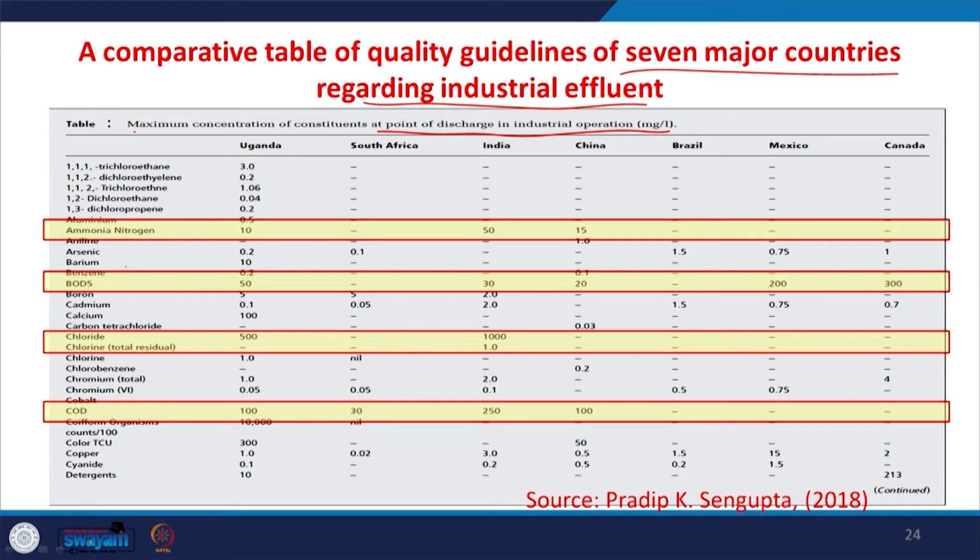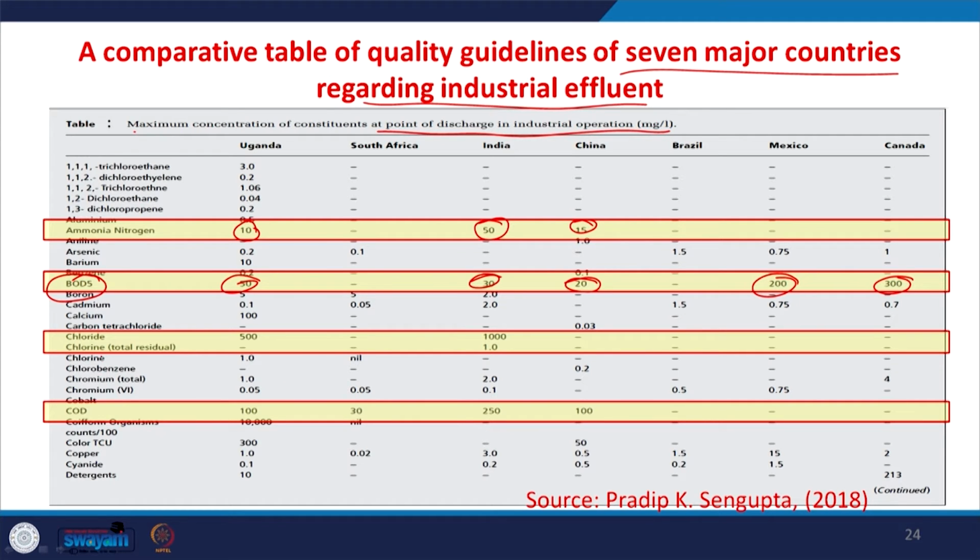Now, for the sake of example, if we take ammonia nitrogen, in Uganda it is 10 milligram per liter, whereas in India it is 50 milligram per liter, and in China it is 15 milligram per liter. If we take the 5-day BOD, in Uganda it is 50 milligram per liter, in the Indian context it is 30 milligram per liter, and in China it is 20 milligram. And if we take Mexico and Canada, Canada is a developed country, so 200 and 300 milligram per liter respectively.